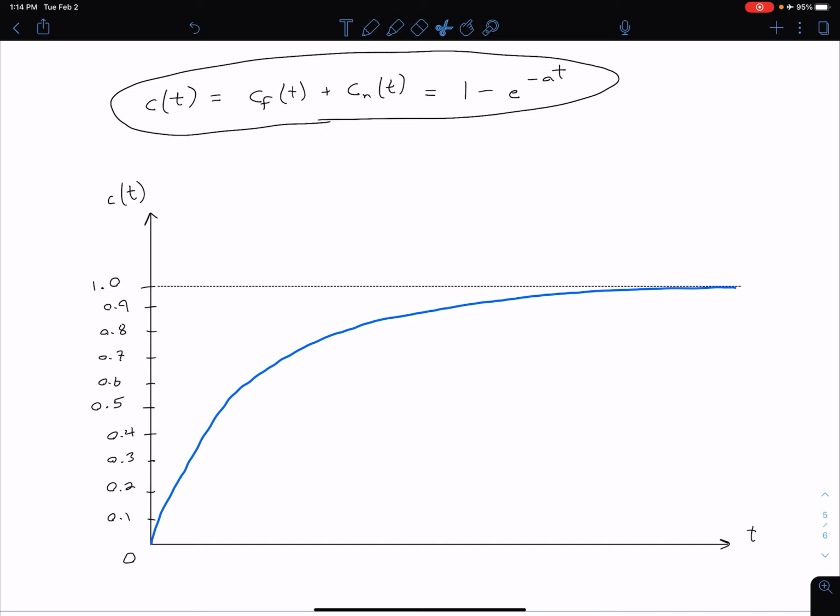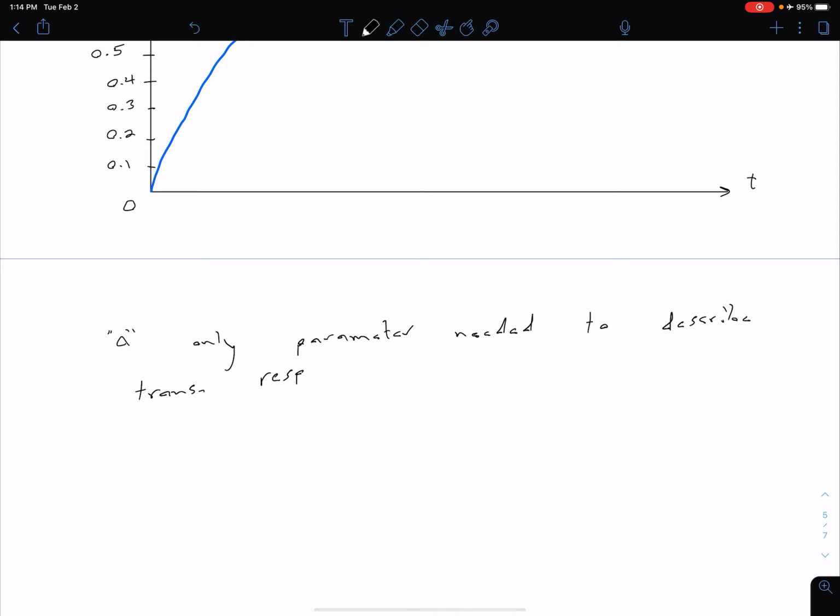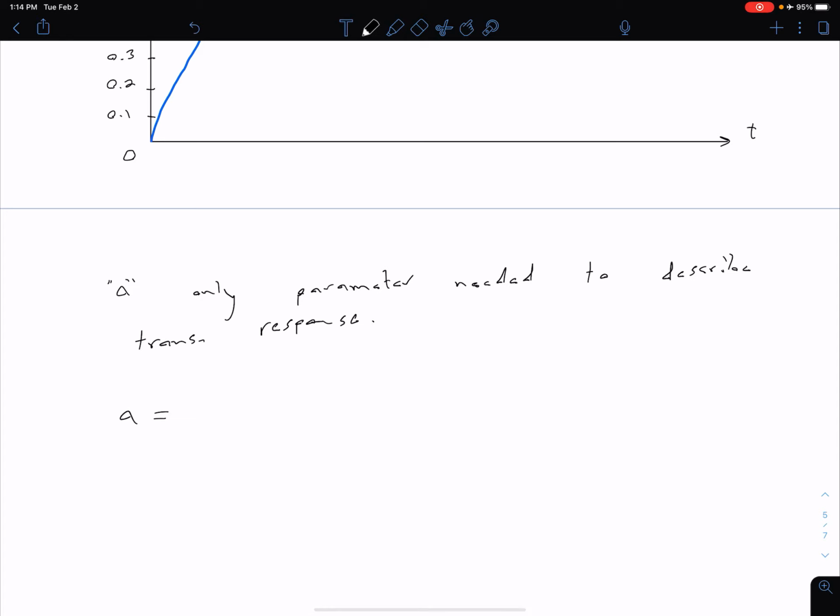So a couple important things to note is that a is the only parameter that is needed to describe our transient response. So because of that, we give it a special name. And so because of that, we can call our a the exponential frequency.